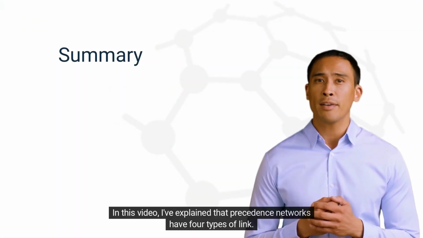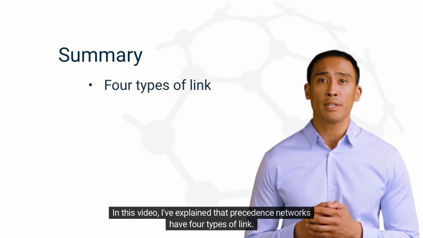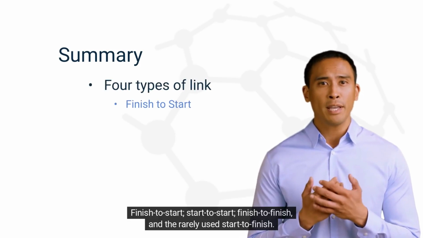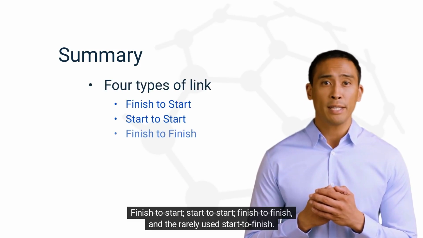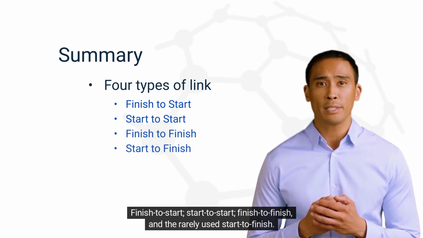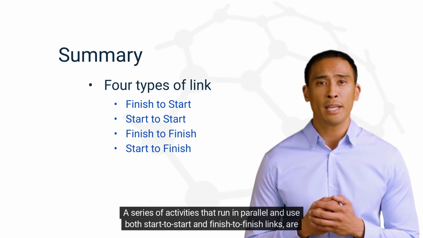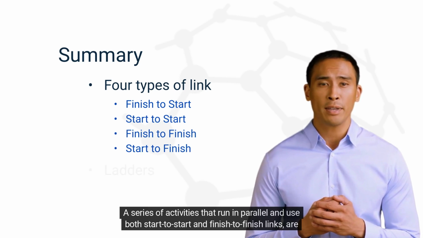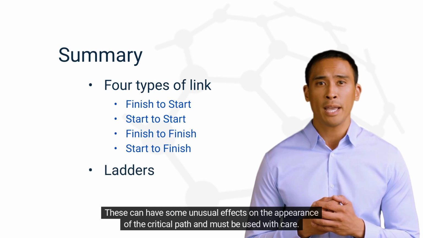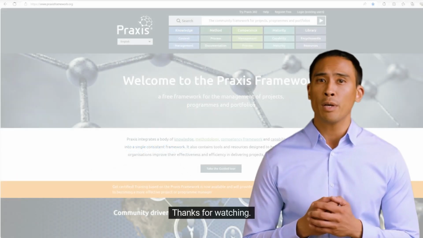In this video, I've explained that precedence networks have four types of link: finish to start, start to start, finish to finish, and the rarely used start to finish. A series of activities that run in parallel and use both start to start and finish to finish links are known as ladders. These can have some unusual effects on the appearance of the critical path and must be used with care. Thanks for watching.